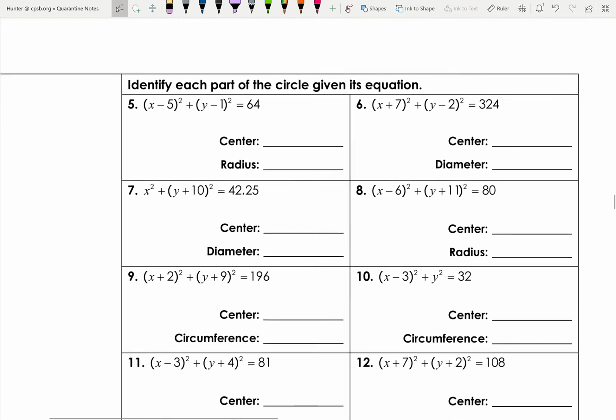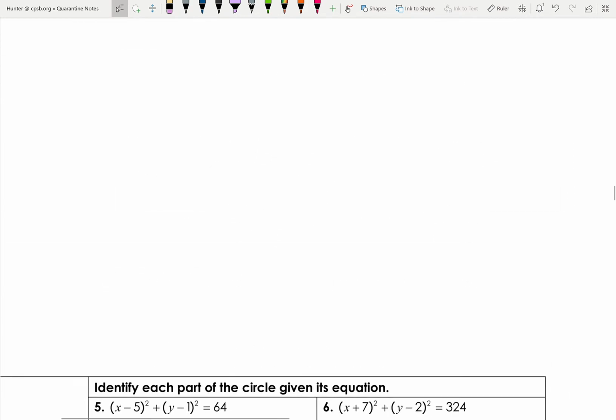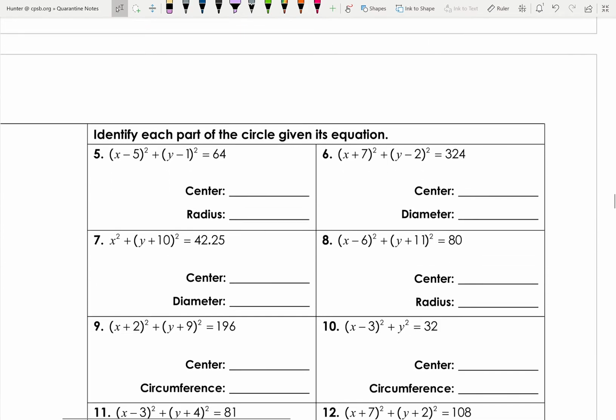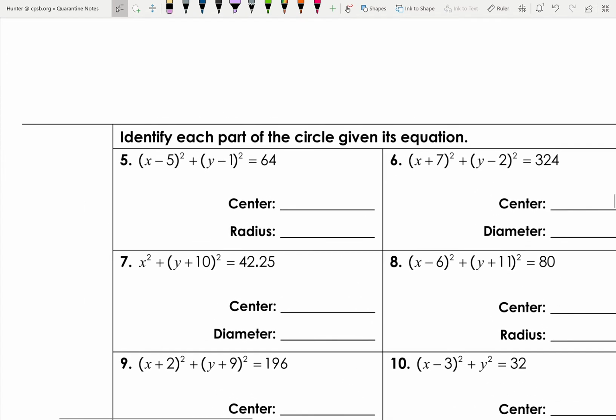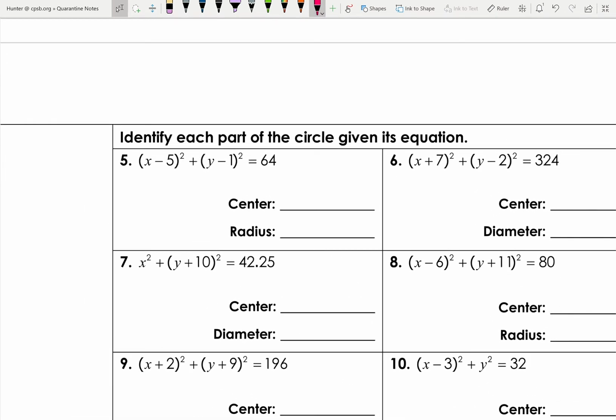So now, we're going to basically do what we did above without graphing. Just identifying each part of the circle with the equation given. So our center, x minus 5, y minus 1. That means I'm going to have 2 positive values. My center is just going to be 5, 1. And my radius, which is the square root of 64, is 8. So my radius is just 8.